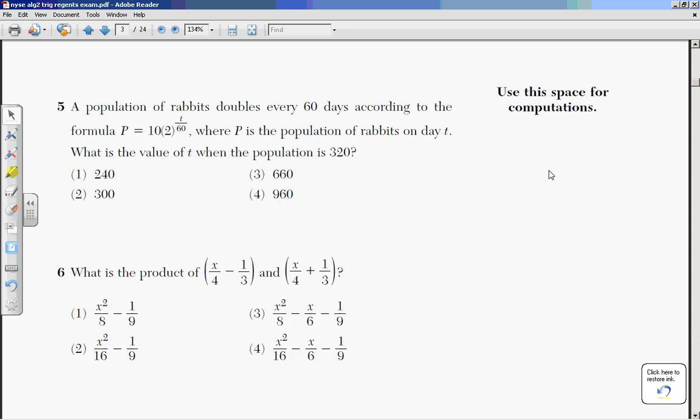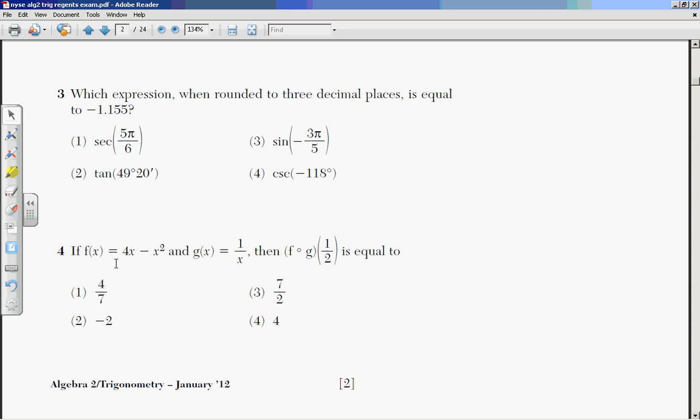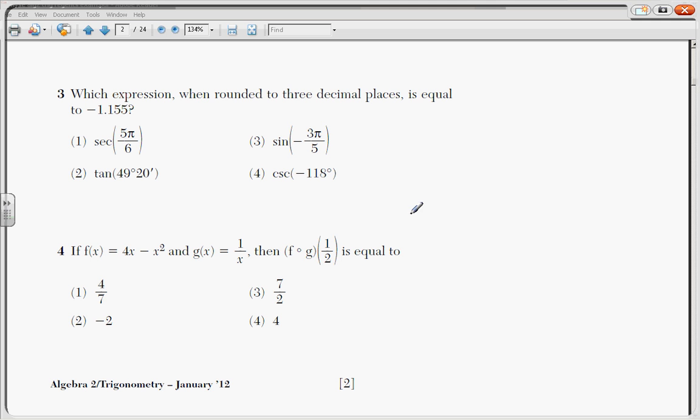Now, moving along to question 4. It says if f of x is 4x minus x squared and g of x is 1 over x, then f composed with g of 1/2 is equal to. There are 2 different ways of approaching this. I'm going to show you both methods, and whichever method you like, you can go ahead and use. The first method involves finding the composition of the 2 functions and then inputting the value. I'm going to call this Method 1.